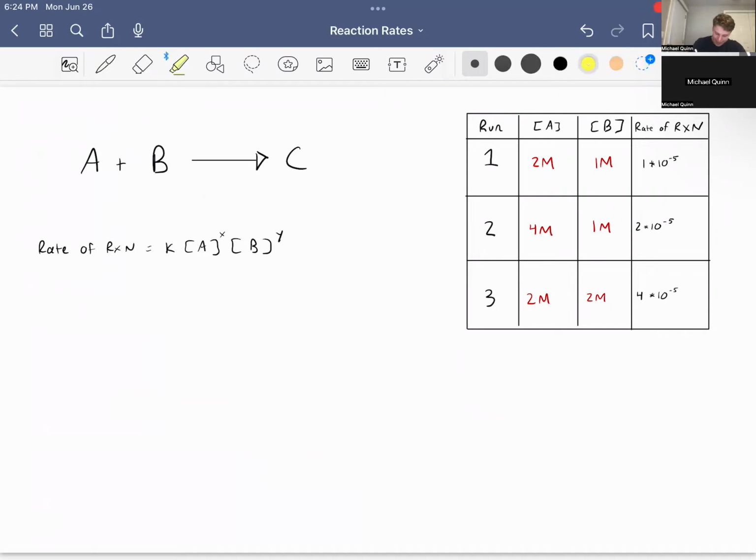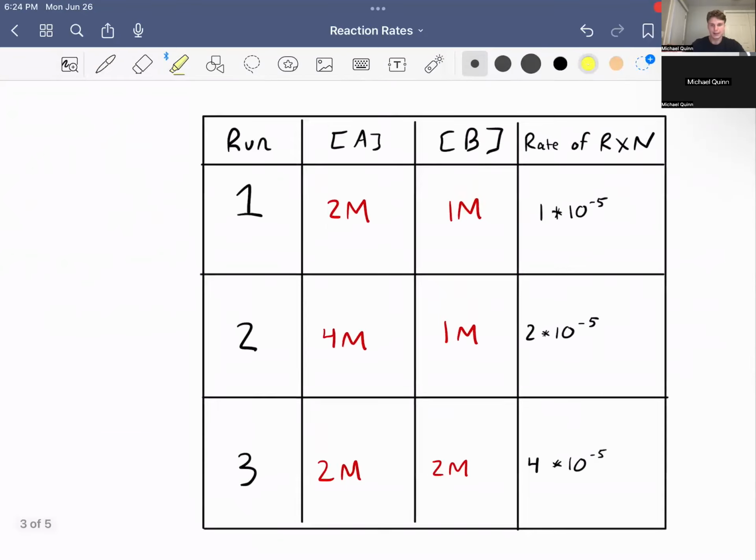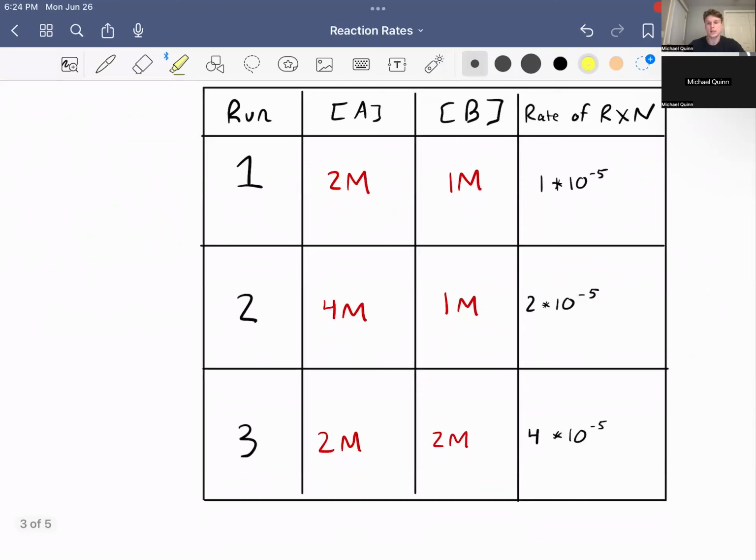So if we first want to look at A, what we need to do, like any science experiment, if you want to see how changing one thing changes another, we need to keep everything else constant. So we need to pick two runs. Basically, we ran this reaction 3 times and we measured the rate of reaction all 3 times. We need to pick 2 runs of this reaction where B's concentration stays the same. So we know that B is not the thing that is affecting our rate of reaction.